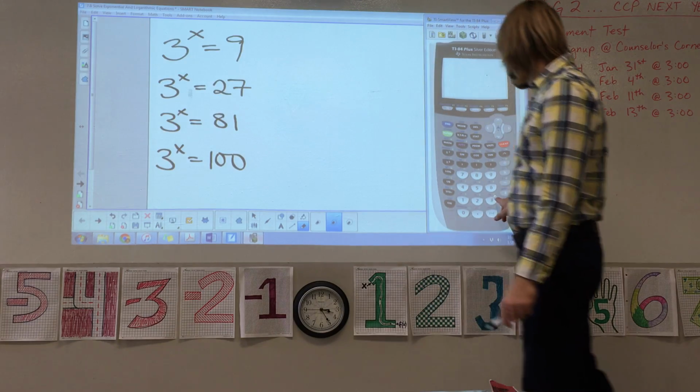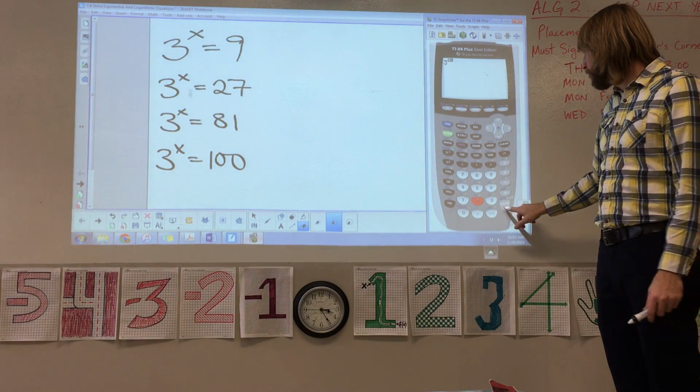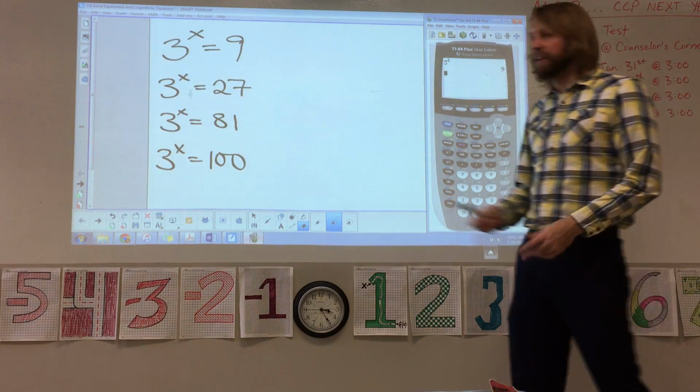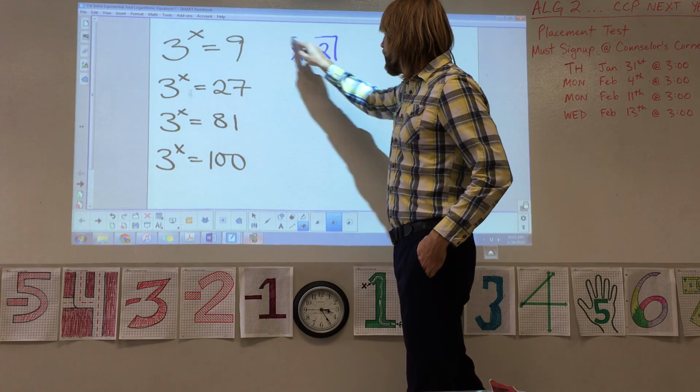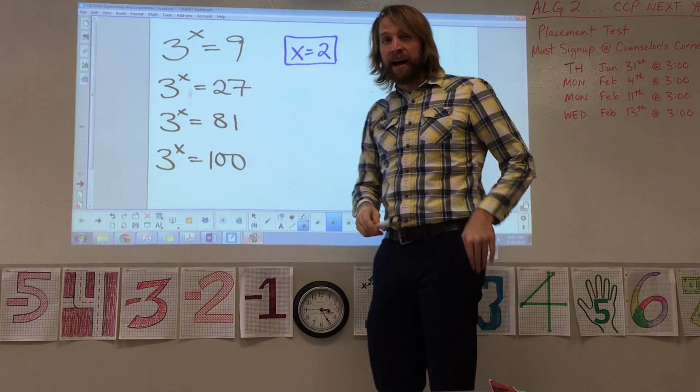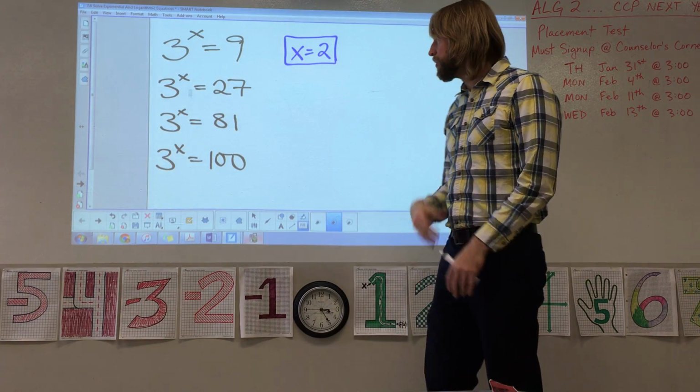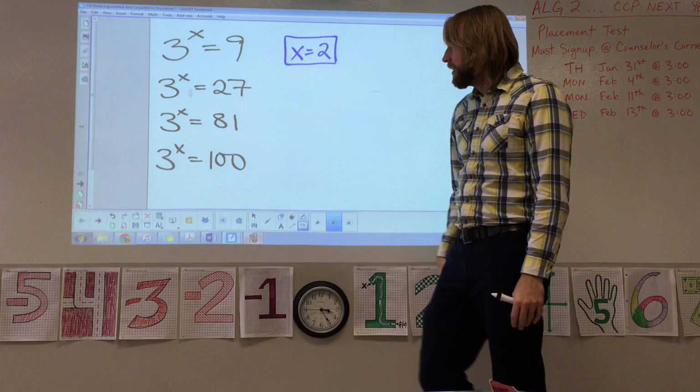Most people know that 3 to the power of 2 would give us that 9, so that our x would be equal to 2. We didn't really do any math there, and again I'm going to get to that in a second, but you might be able to start to think about that.